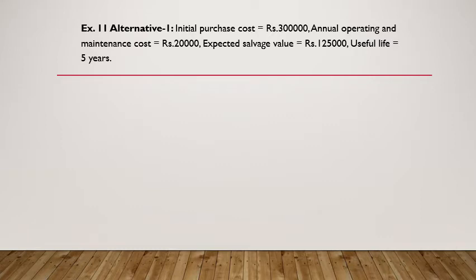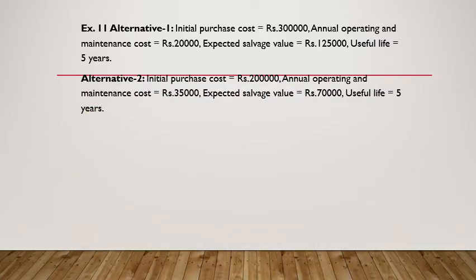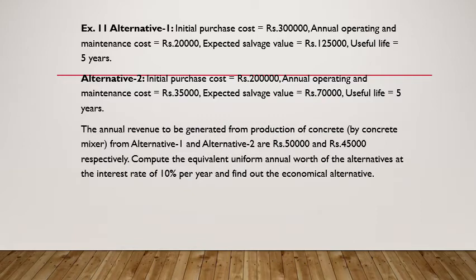No, the same case can be dealt with by any of these three methods, either the PW method, FW method or AW method. Alternative 2: initial purchase cost of 2 lakhs, operating cost of 35,000, salvage value of 70,000, equal useful life of 5 years. Compute the equivalent uniform worth of the alternatives at the rate of interest of 10% and find out which alternative is more economical.